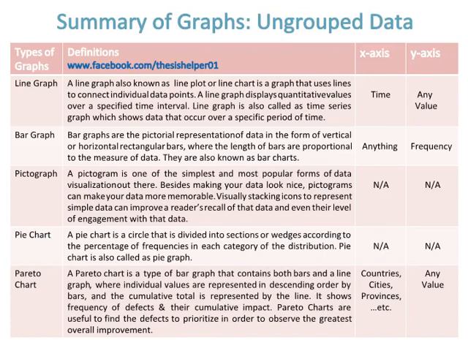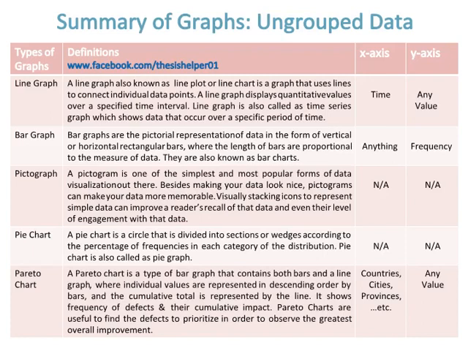A pie chart is a circle that is divided into sections or wedges according to the percentage of frequencies in each category of the distribution. A pie chart is also called a pie graph. There is no x-axis and y-axis in a pie chart.